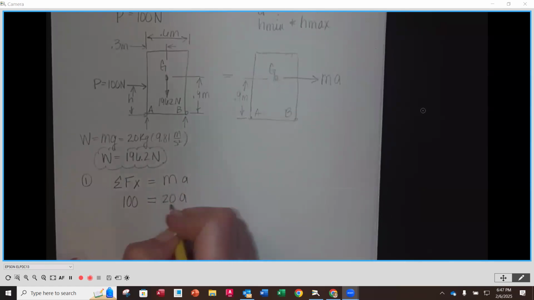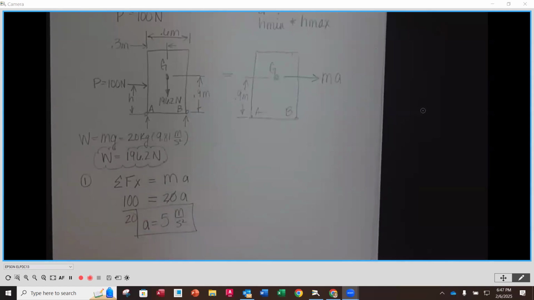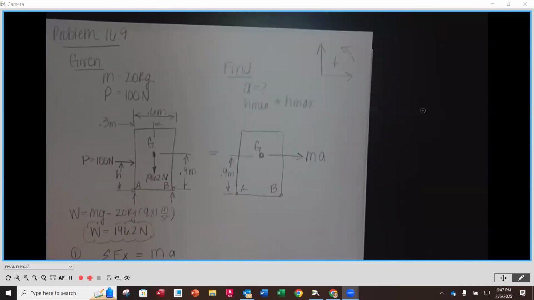So solving for A, divide both sides by 20. A is going to be equal to 5 meters per second squared. Remember to put your units in the final answer. So don't forget, don't just say A is equal to 5. A is equal to 5 meters per second squared.